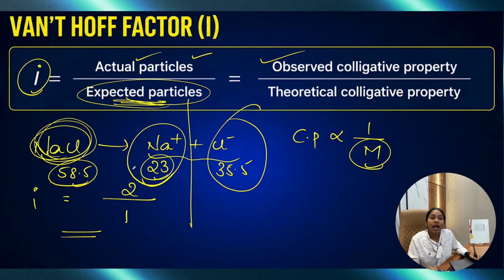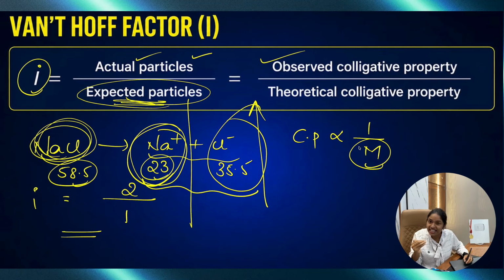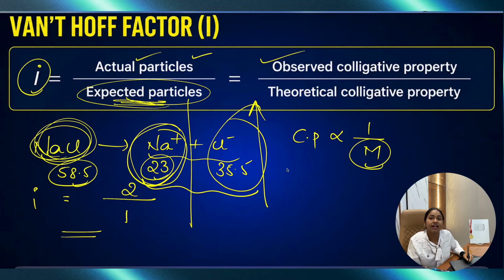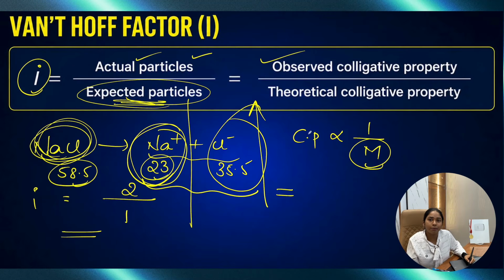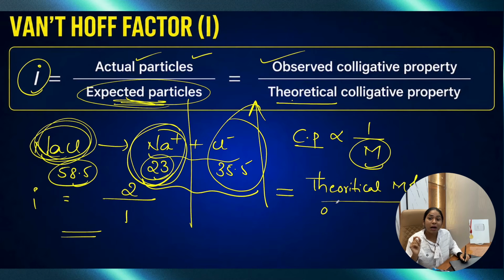So I can say that as the number of particles increases, colligative properties increase, but each ion's molar mass decreases. That's why I will write that they are inversely related. From this formula I can write the above one as both being inversely related, so the denominator in this case comes to the numerator. So the same formula I'll write as theoretical molar mass divided by, tell me students, what we'll get? Observed molar mass. Theoretical molar mass divided by observed molar mass.